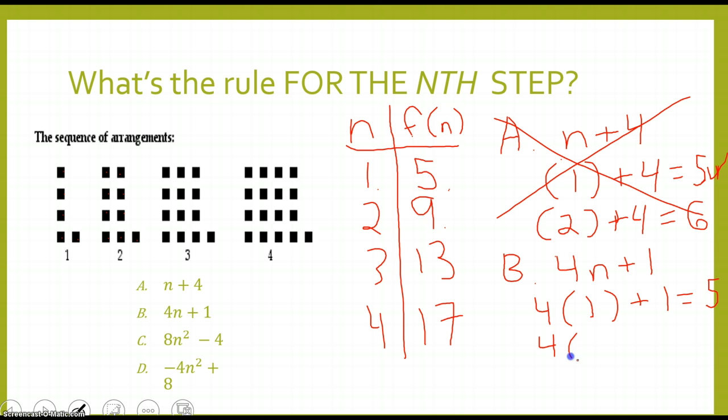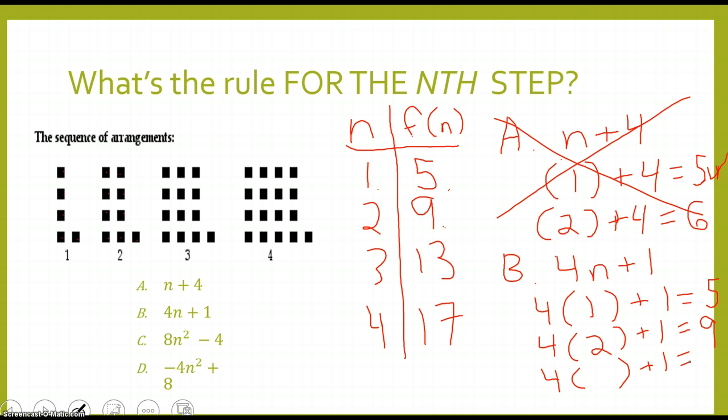So I'm going to rewrite my rule with parentheses. This time, I want to try plugging in a 2 for the n. If I do that, I end up with a 9. And my table tells me if I plug in a 2 for the n, I should indeed end up with a 9. So that works. Let's try another value. So I'm going to rewrite my rule with parentheses.